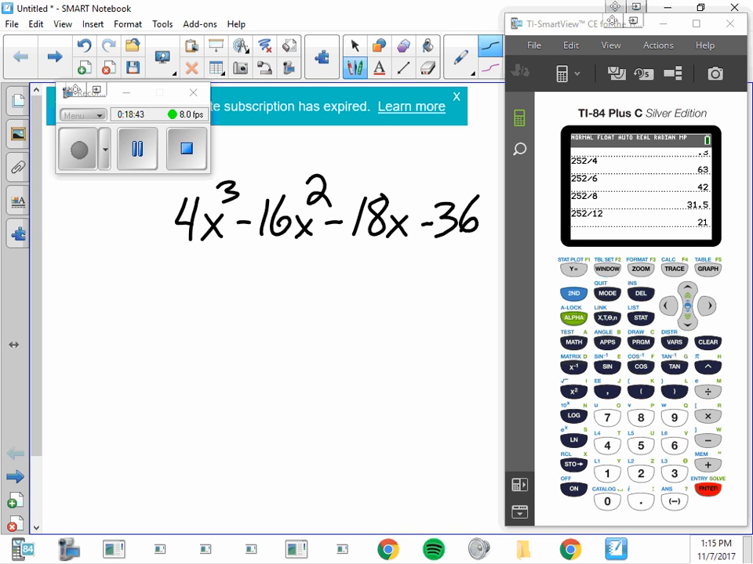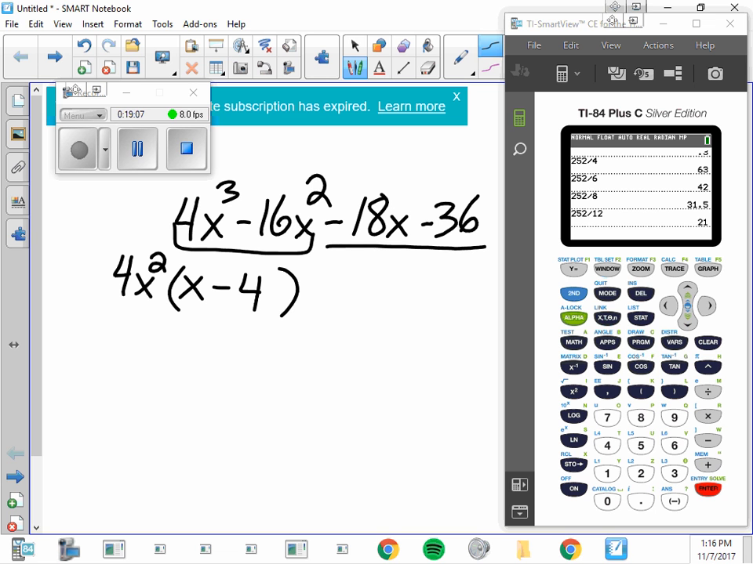I group the first two. What can I pull out? 4x squared. We're just taking it out of these. Yep, just the first two. What's left? Okay. And then what can I pull out of that?